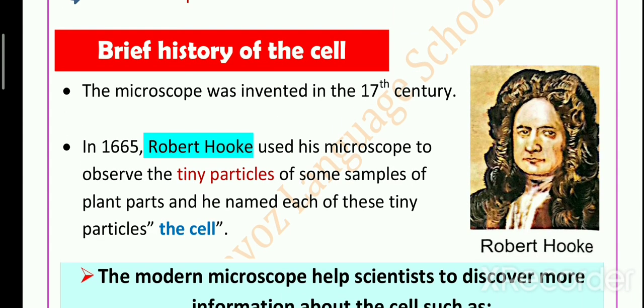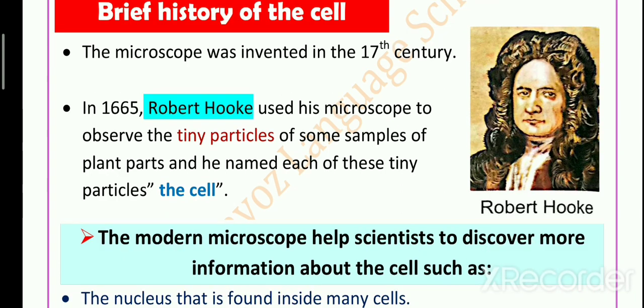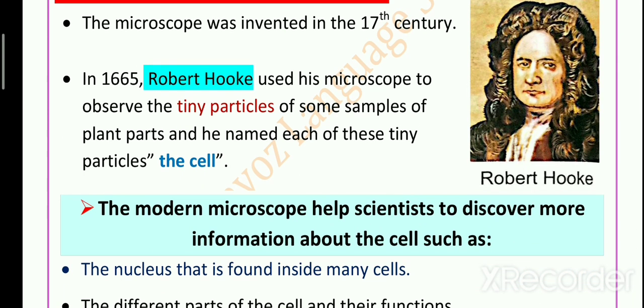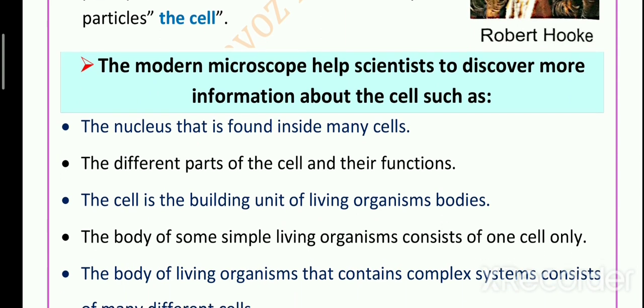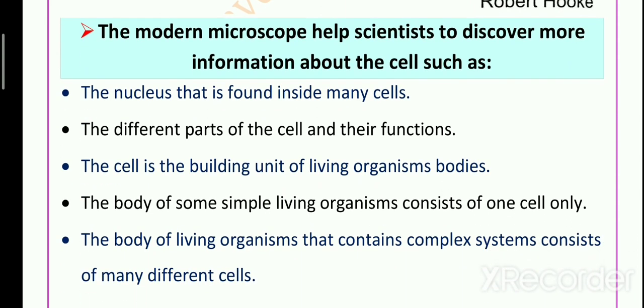Again, the microscope was invented in the 17th century, and in 1665 Robert Hooke used his microscope to observe tiny particles of some samples of plant parts and named each of these tiny particles the cell. Okay, and the modern microscope helps scientists in what? To discover more information about the cell.